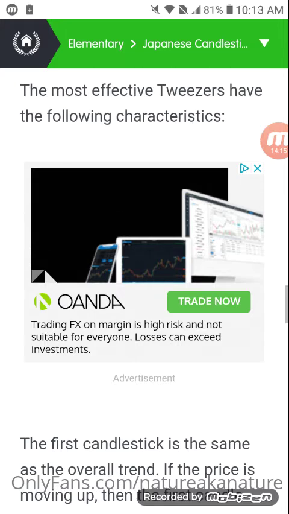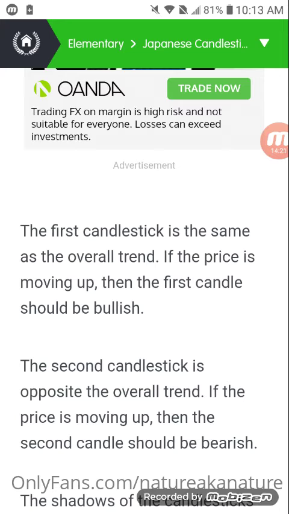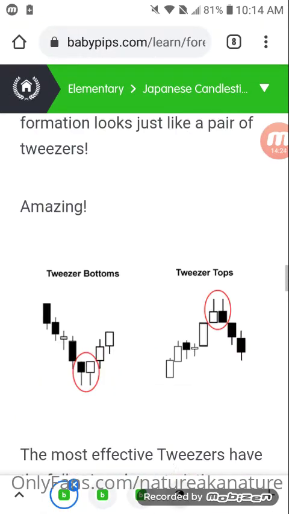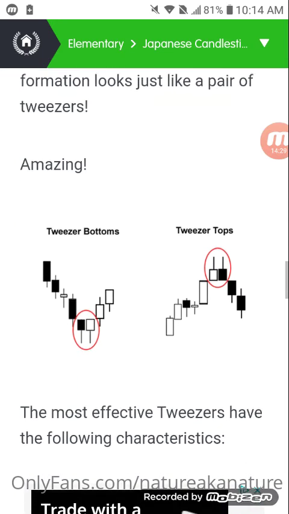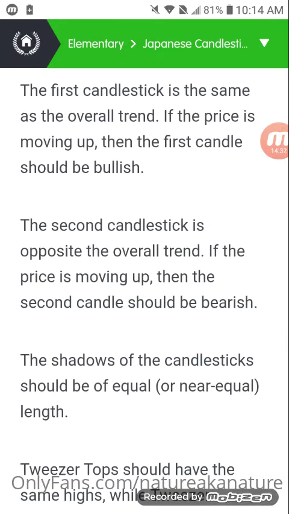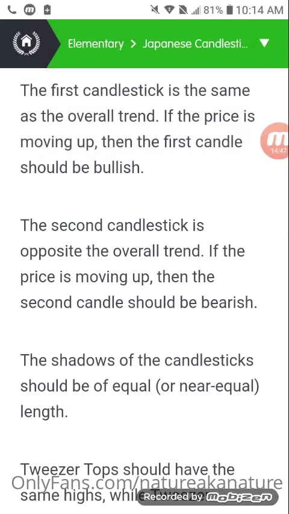They both have to be opposite colors. The first candlestick is the same as the overall trend. As you can see, the first candlestick represents the overall trend. Then the second candlestick is the opposite of the overall trend. This signifies that if the price is moving up, then the second candlestick shows that it's bearish, meaning price is moving down. The shadows of the candlesticks should be equal or nearly equal in length.